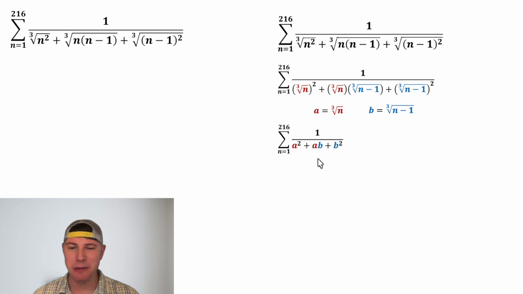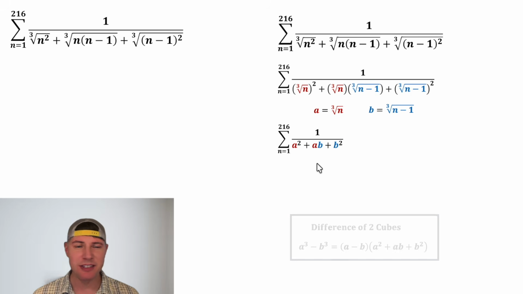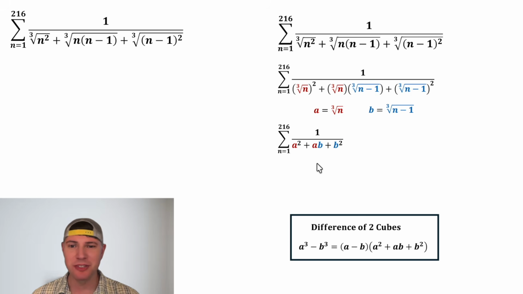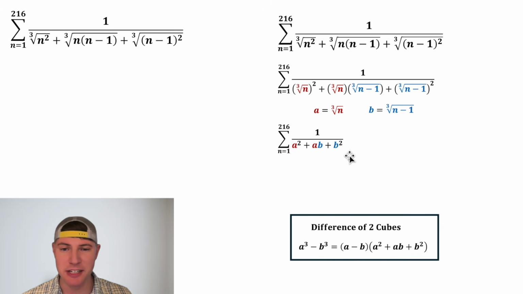A squared plus ab plus b squared reminds me of something. This is a factor of the difference of two cubes. Anytime you have a cubed minus b cubed, that's equal to the quantity a minus b times the quantity a squared plus ab plus b squared. This is this. So we have an opportunity to clean up the denominator quite a bit.